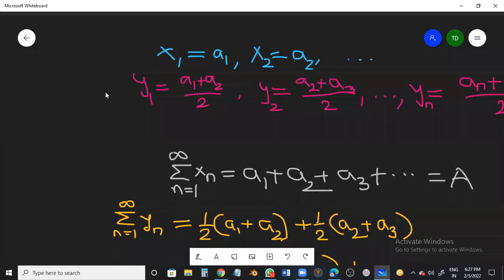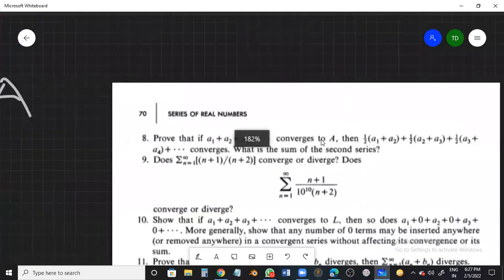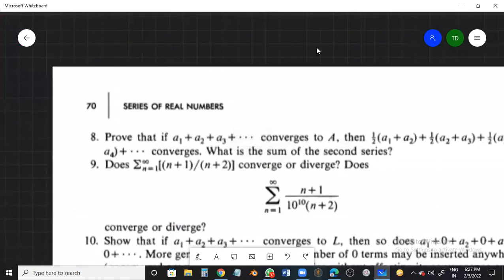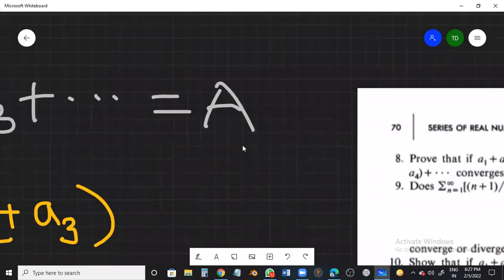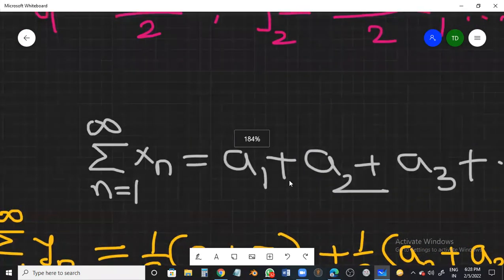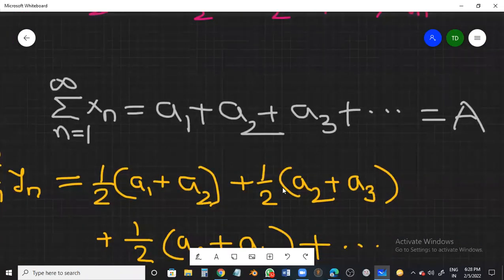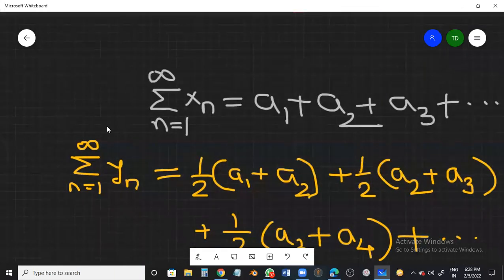See, there are two series they have given us. You are given the first series to be a1 plus a2 plus a3 plus and so on. Do you agree? So this series we are labeling as summation xn. And the required series is half of a1 plus a2, plus half of a2 plus a3, plus and so on. That I'm labeling as summation yn.